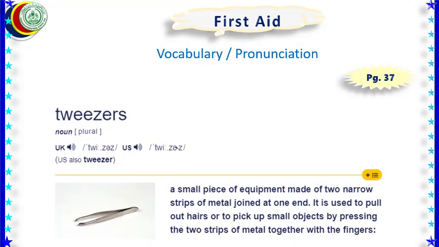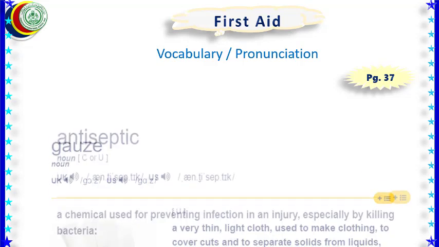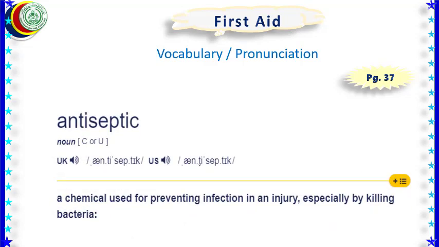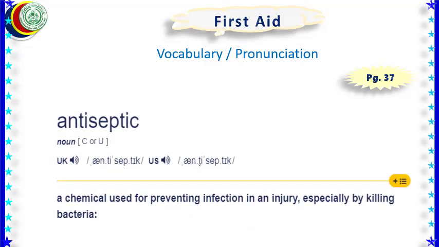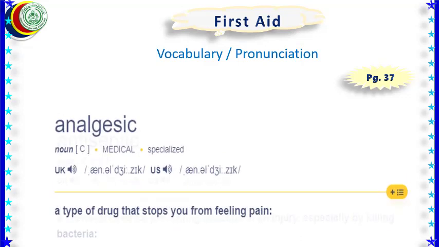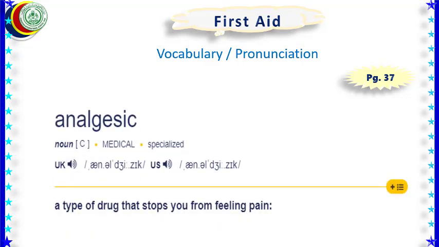Tweezer is a tool to clean the wound if there are particles of glass or something else. Antiseptic is a chemical used for preventing infection. Gauze. Gauze is a very thin light cloth used to make clothing. Antiseptic, I told you, chemical. Analgesic is a type of drug that stops you from feeling pain.